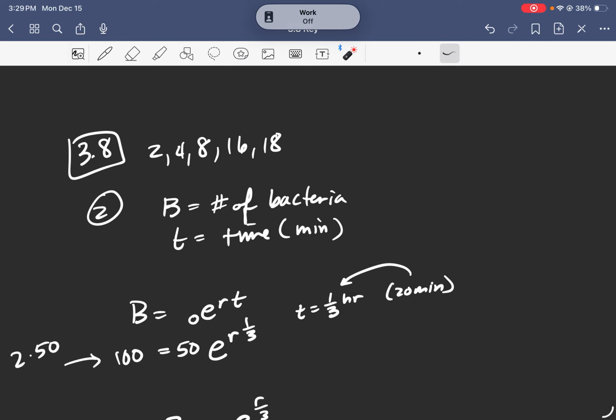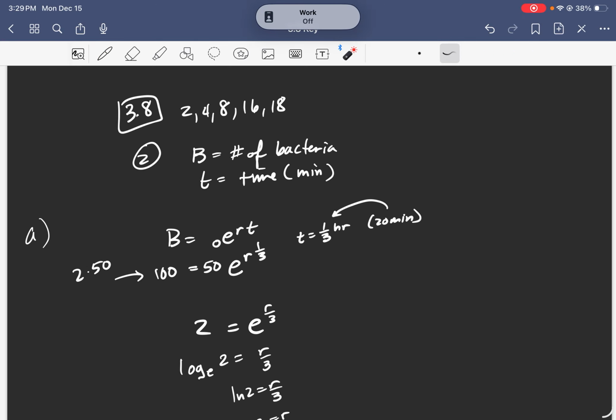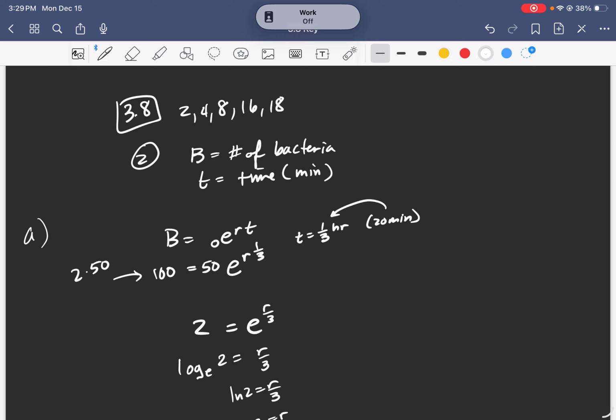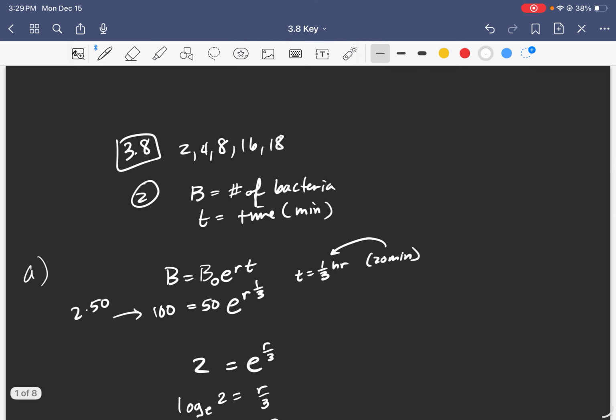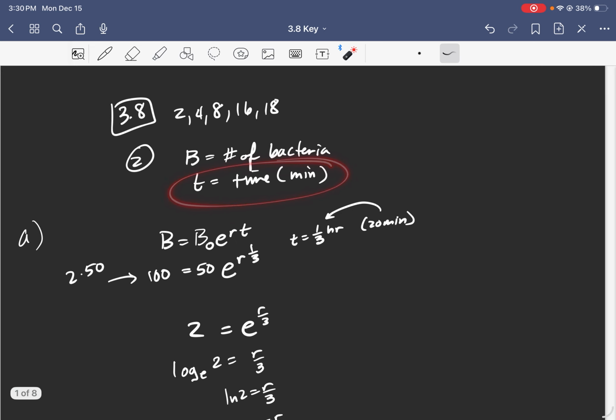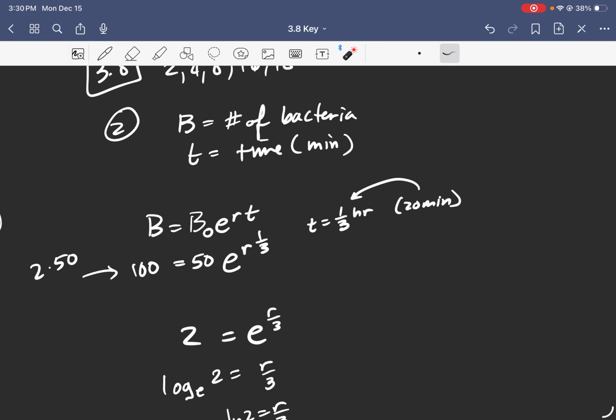Let's do some 3.8 homework. So first, number 2, they tell you that B is the number of bacteria and T is the time in minutes. So we know they also say, let me read the question. They also say that, let's see, they want us to find its relative growth rate.